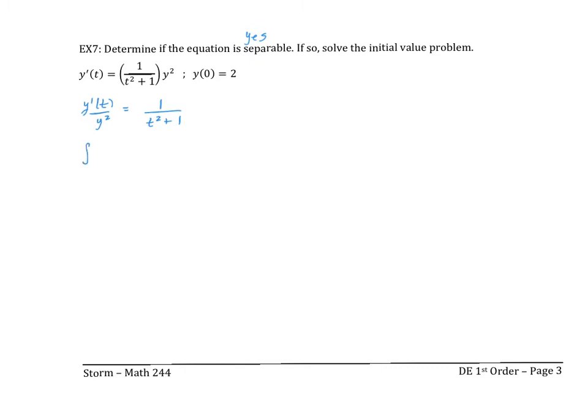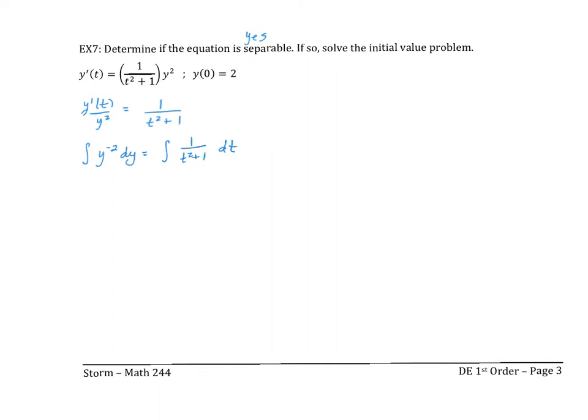Integrating both sides, I'm going to skip the step where I write this as dy over dt and cancel the dt's. Since I know that the dt's will cancel, I will simply write this as y to the negative 2 dy equal to the integral of 1 over t squared plus 1 dt.